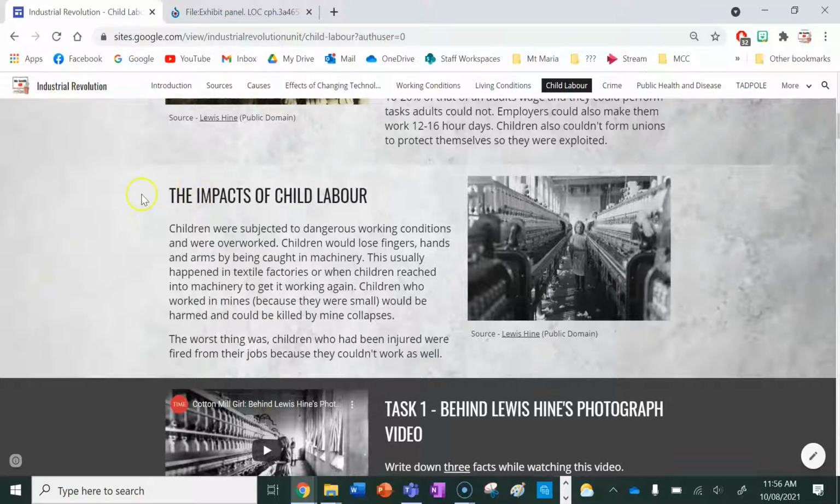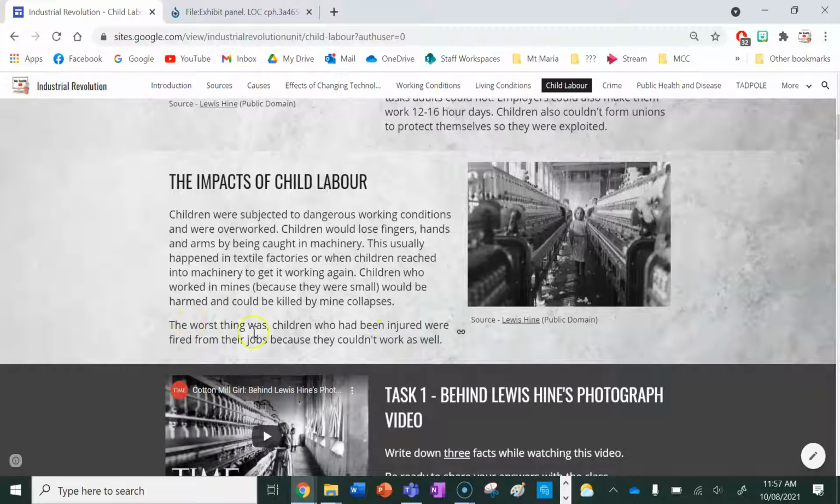Now, let's look at the impacts of child labour. Children were subjected to dangerous working conditions and were overworked. Children would lose fingers, hands and arms by being caught in the machinery, typically in textile factories, which I just spoiled a bit there. This happened in textile factories or when children reached into machinery to get it working again. Children who worked in mines, because they were small, would be harmed and could be killed by mine collapses. The worst thing was children who had been injured were fired from their jobs because they couldn't work as well.